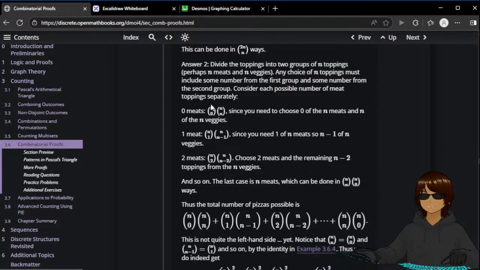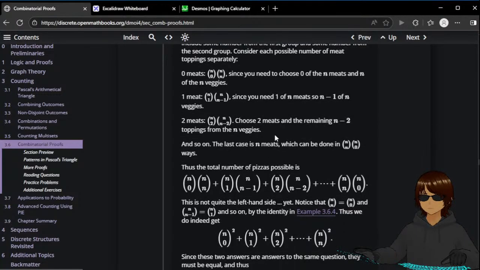0 meat: n choose 0 and n choose n, since you need 0 of the n meats and n of the n veggies. 1 meat: n choose 1 and n choose n-1, since you need 1 of n meats and n-1 of n veggies. 2 meats: n choose 2 and n choose n-2, 2 meats and the remaining n-2 toppings from the n veggies. The last case is n meats, which can be done in n choose n and n choose 0.